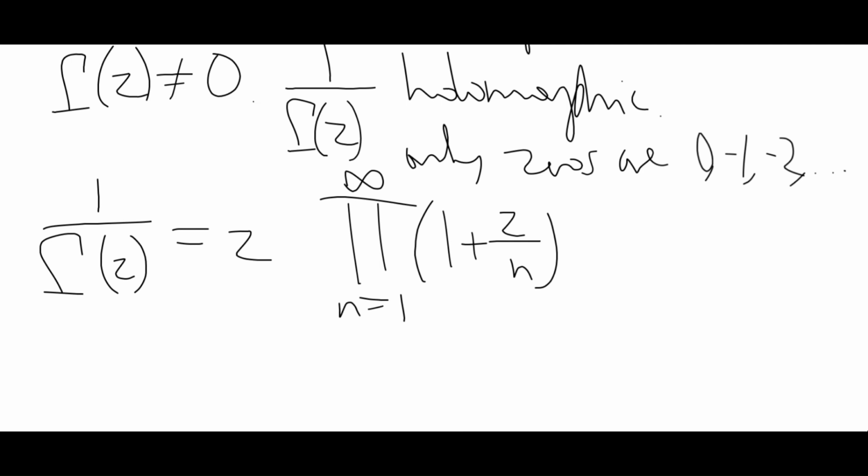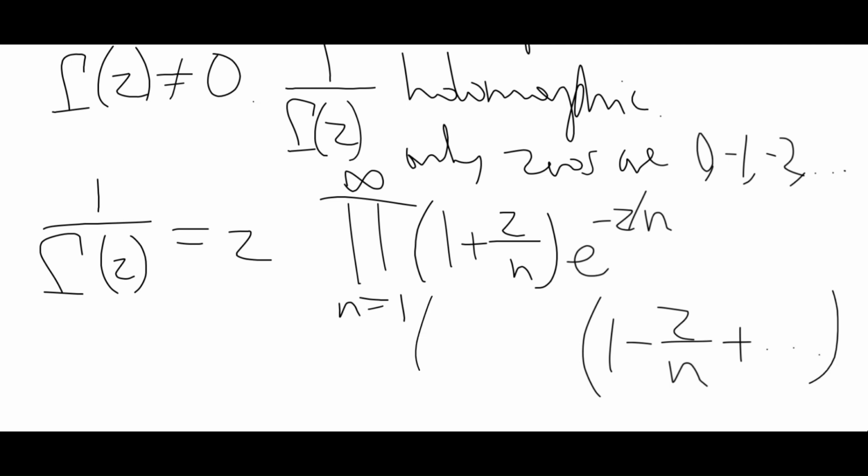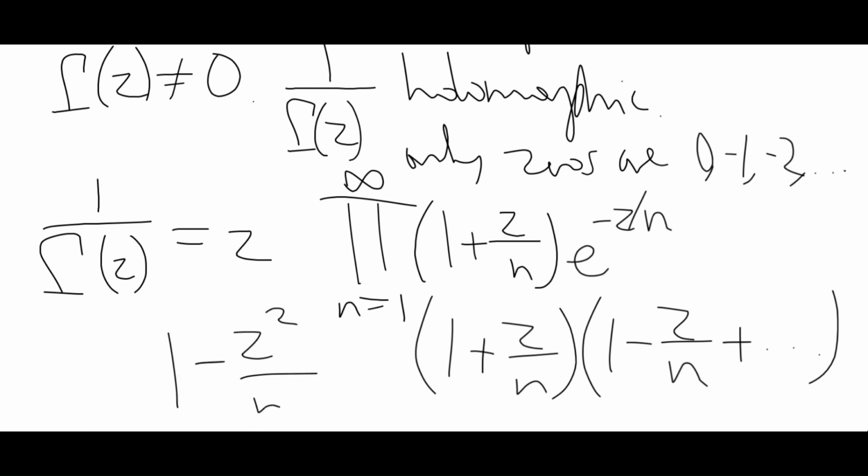Okay, so to fix this, what you can do is include a correction term that will shrink these factors without introducing any zeros. So one way to do that is by multiplying by e to the minus z over n. Now, e to the minus z over n starts with 1 minus z over n, and then some other terms. So when you multiply by 1 plus z over n, now the first terms are 1 minus z squared over n squared.